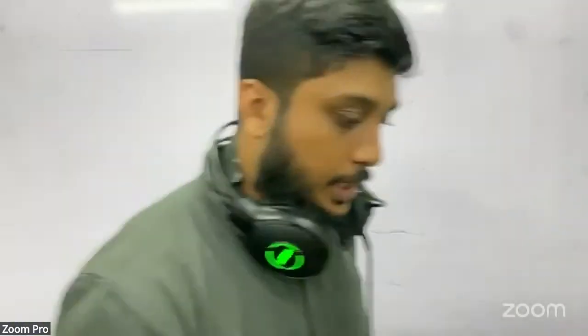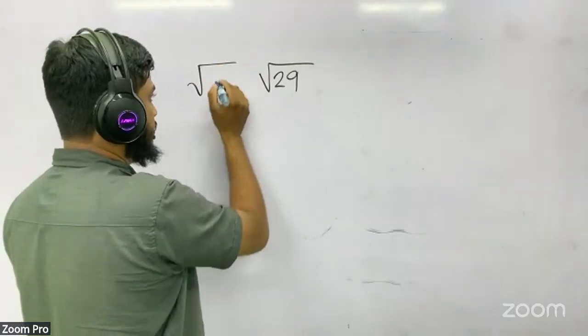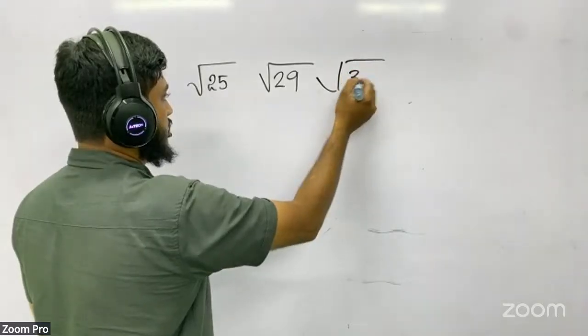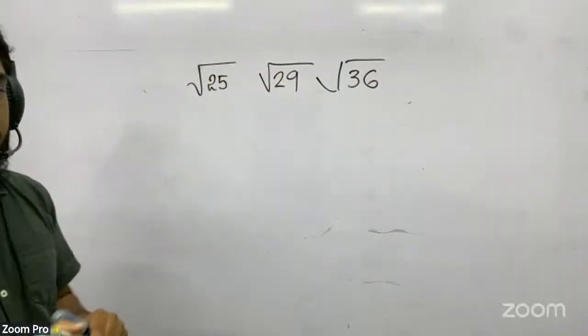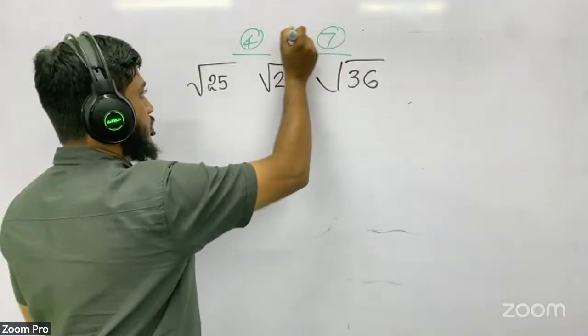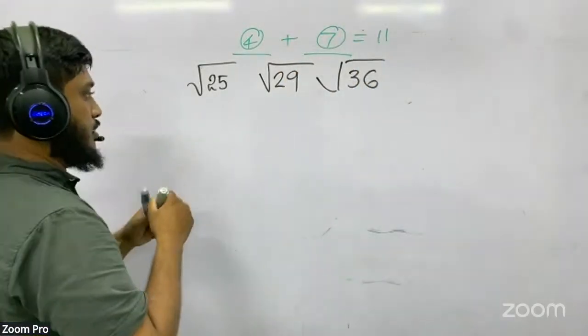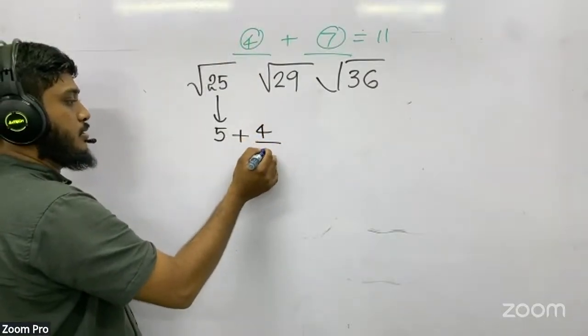Now, if we come for square root 29, Putha, it works like this. What are the two perfect squares around 29? 25 and 36. Tell me the gap between 25 to 29 and 29 to 36. 25 to 29, the gap is 4. 29 to 36, the gap is 7. 4 and 7 make 11. Now, Putha, what should I write? This 25 means I have to write 5 plus 4 over 11.